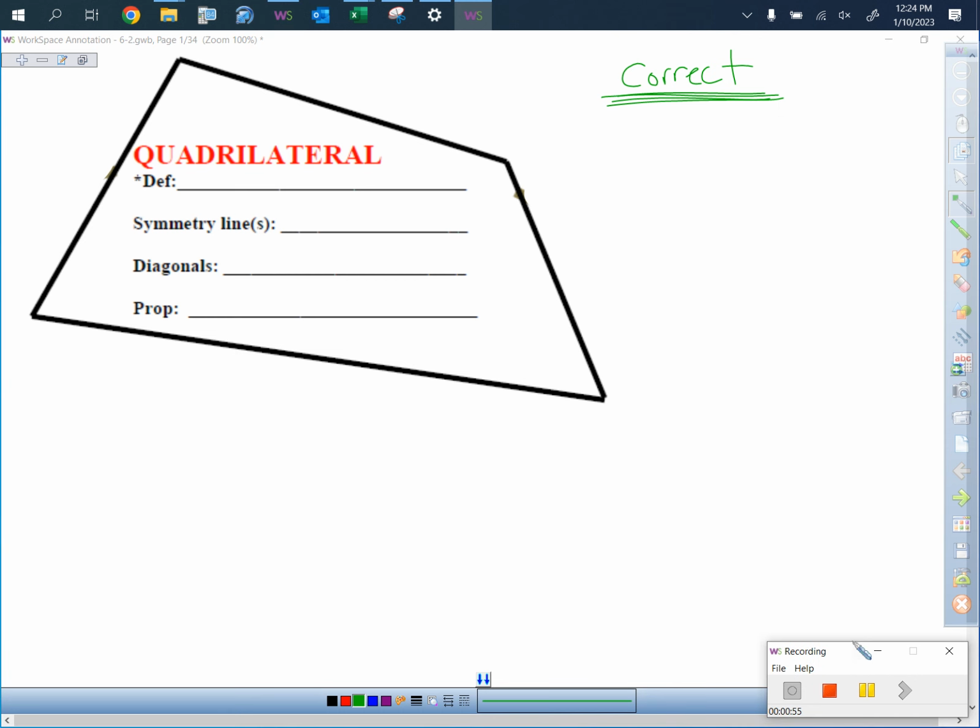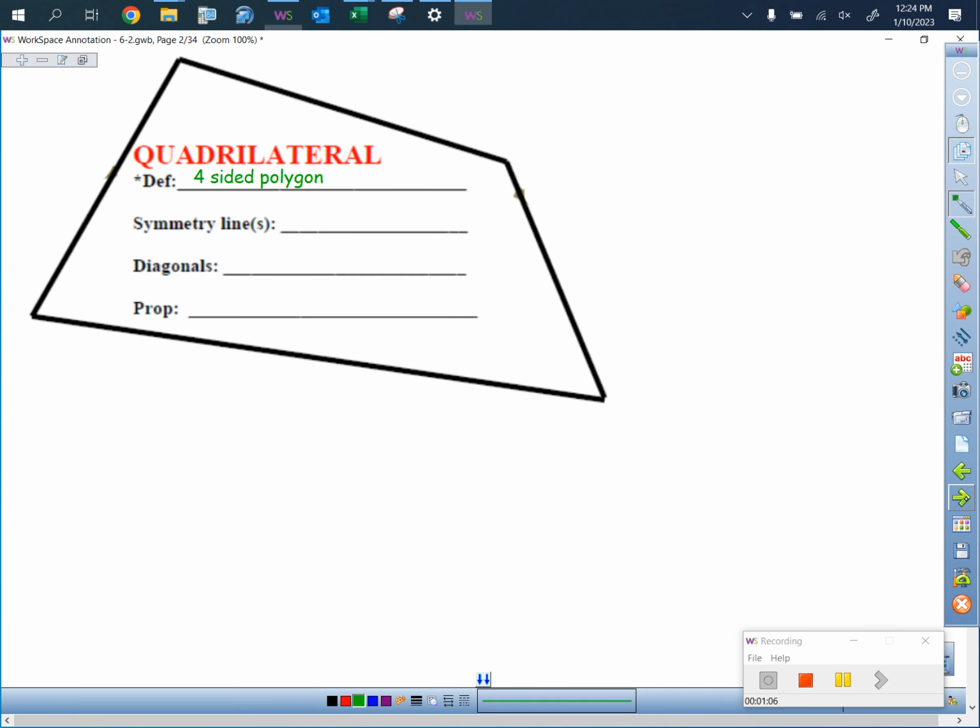It starts at the top. I want to know the definition of a quadrilateral. We know the definition of a quadrilateral. What is the definition of a quadrilateral? Four-sided polygon is correct. So you can pause the video if you need to, but I'm going to go really quick.